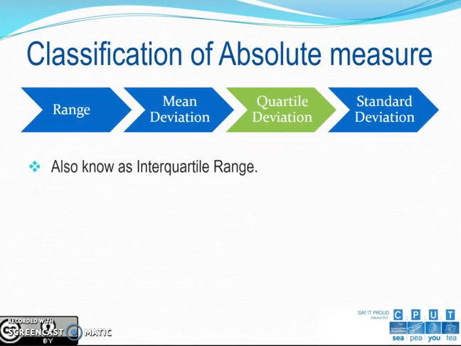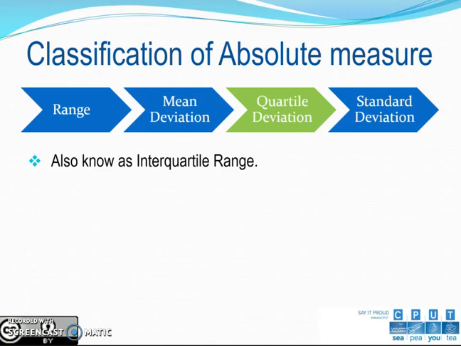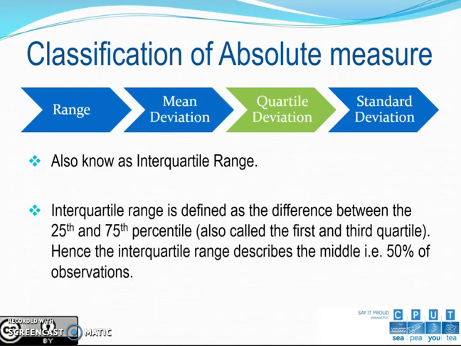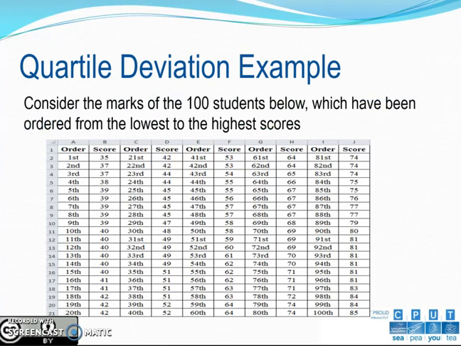So onto the definitions of a quartile. This is also known as an interquartile range. Interquartile range is defined as the difference between the 25th and the 75th percentile, also called the first and the third quartile. Hence, the interquartile range describes the middle, i.e. 50% of all observations.